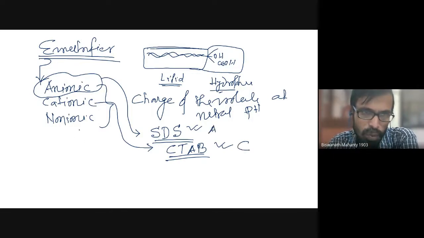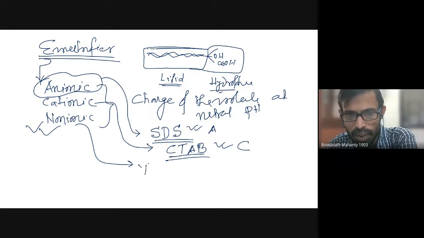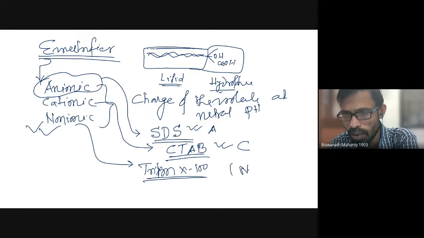And the third group, which is more widely used, this is actually more preferred. There is a reason for that. That is like Triton X100, sorbitan monooleate, Triton X100. These do not have any charge. Okay, so these are neutral molecules.